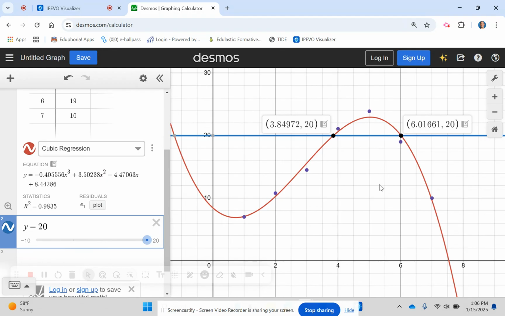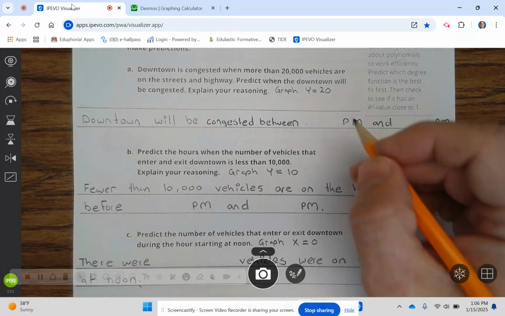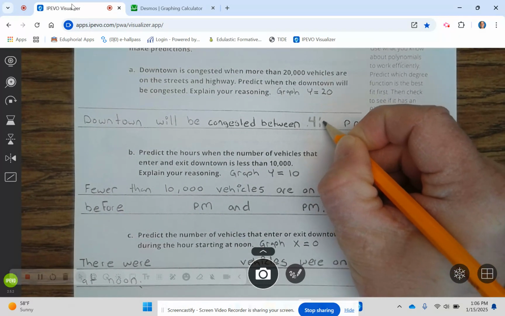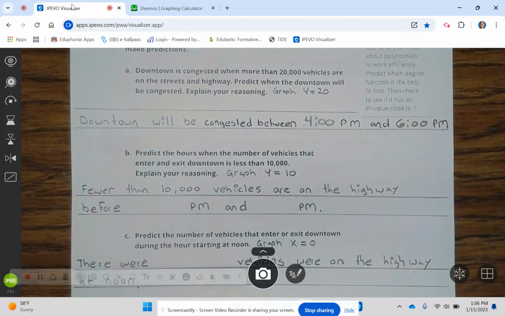Let's go ahead and round these times to whole numbers. So let's go and round that to 4 and 6, since we're talking about hours. So downtown will be congested between 4 p.m. and 6 p.m. Okay, go ahead and finish up A.